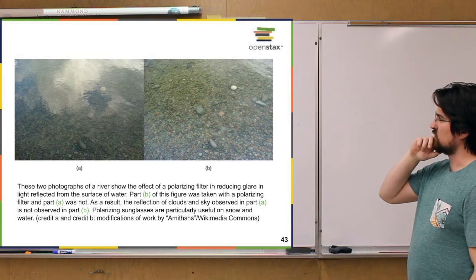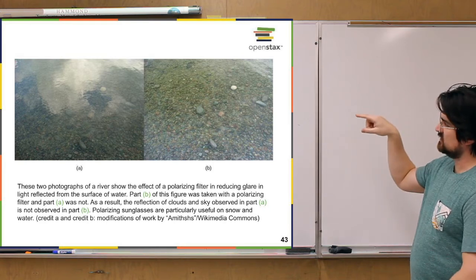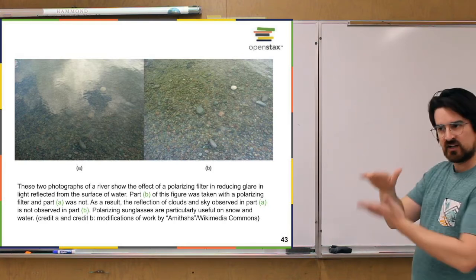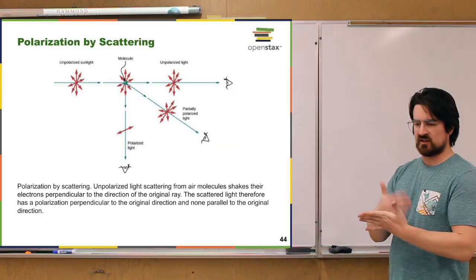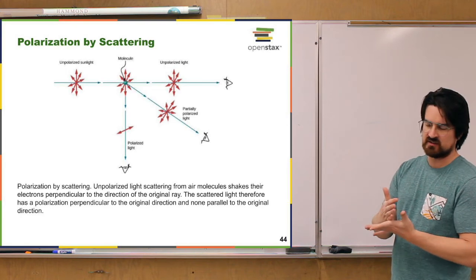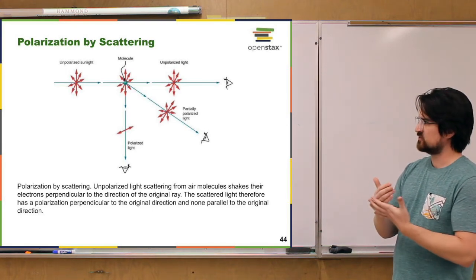So looking through that vertically polarized sunglasses, now you don't see that glare, you don't get that reflection. So the last way that we're going to think about the way that light might be polarized is by scattering off of atoms and molecules.